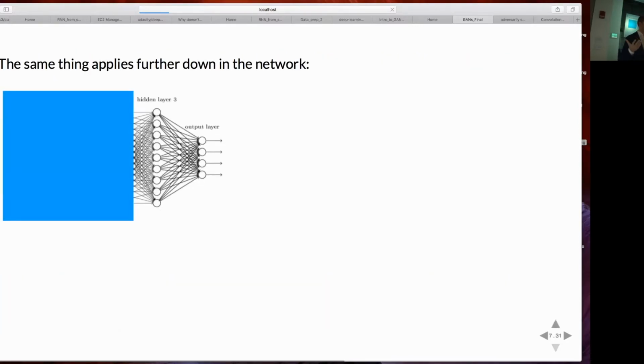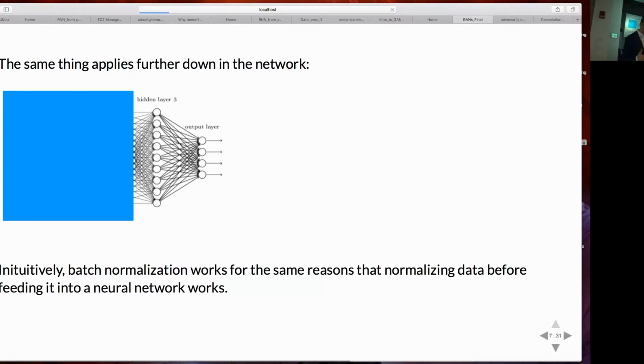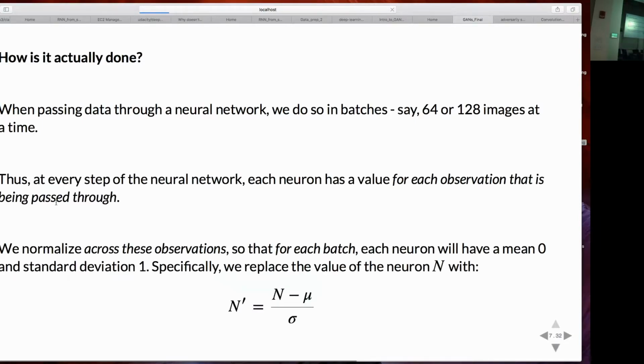It turns out that applies further down in the neural network too. If you think about what's being fed into the third layer of this neural network, it's a bunch of numbers, and the same argument applies. The neural network shouldn't have to learn the various scales of the features that it's receiving as input. So intuitively, batch normalization should work for the same reason that normalizing data into our neural network works. So what is batch normalization actually doing? Normally when we pass data through a neural network, we don't feed one observation at a time, and we don't feed the entire data set through. We feed batches through. We feed 64, 128 observations through at once.